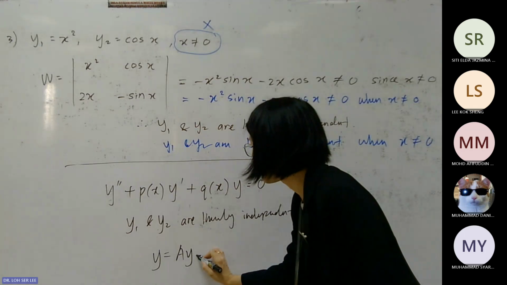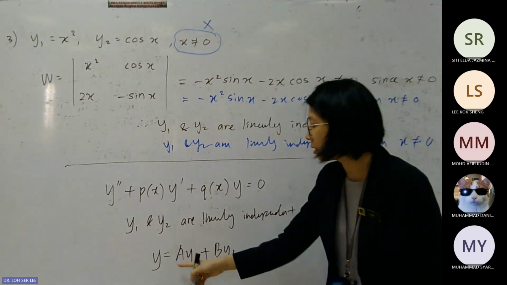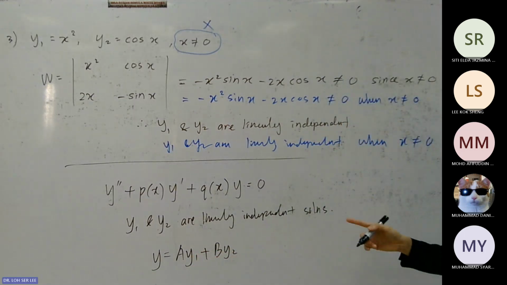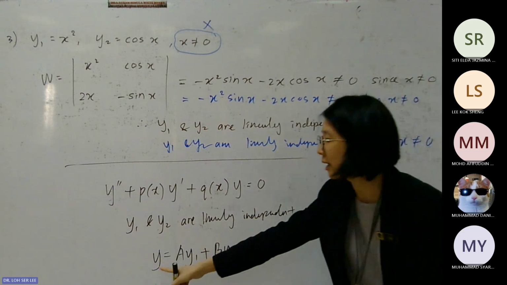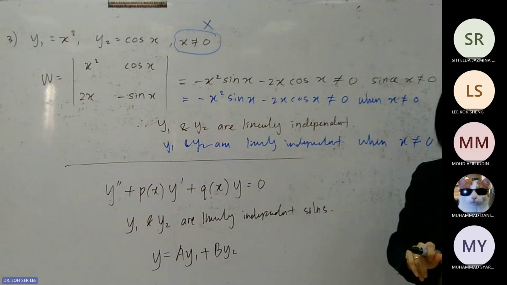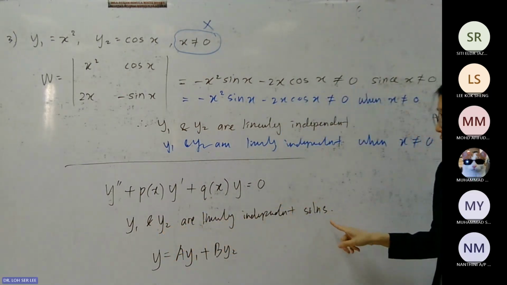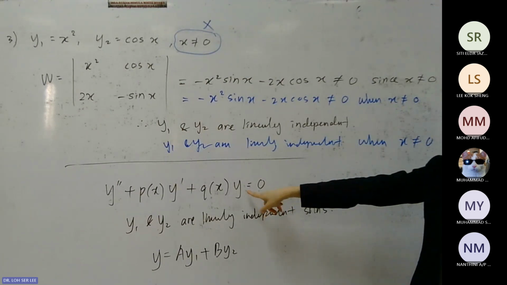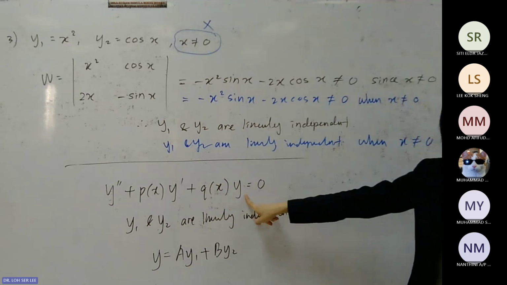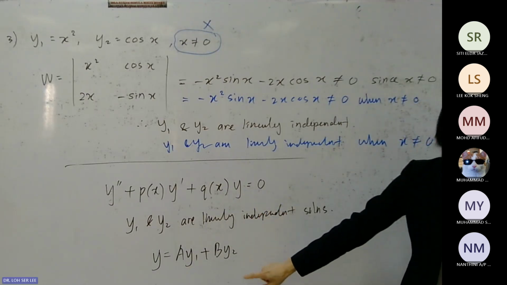a y1 plus b y2, where a and b are constants. This is called a linear combination of y1 and y2. So the linear combination of y1 and y2 is also a solution of this ODE. I repeat, if y1 and y2 are linearly independent solutions for this differential equation, then the linear combination of these two is also a solution. And this is called the general solution.